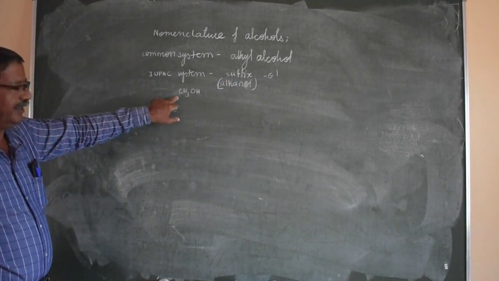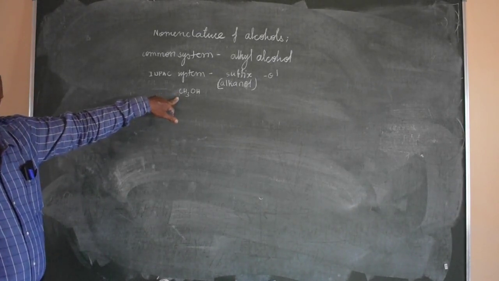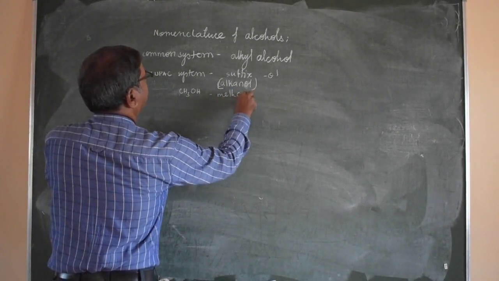How many carbons? 1 carbon. The 1-carbon hydrocarbon is methane. So it is methanol. The E is replaced by OL: methanol.